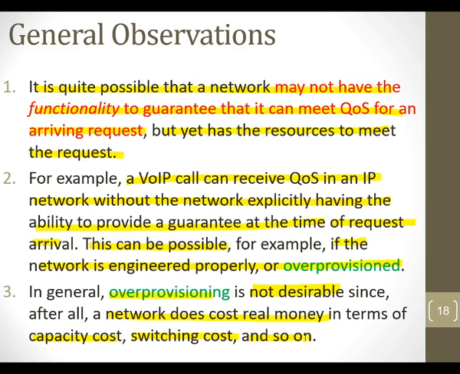Similar to best effort traffic services, quality of service routing can also have two components, the intra-domain and the inter-domain. These will be discussed later on.